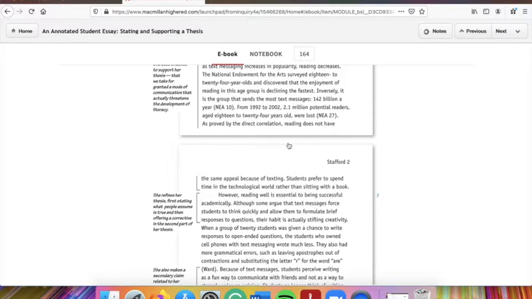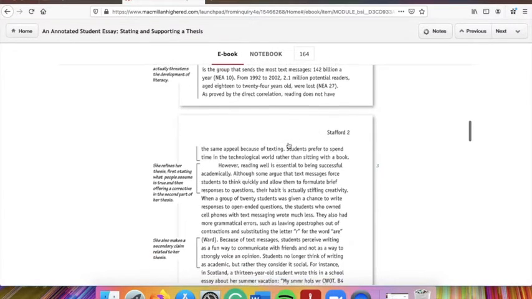However, reading well is essential to being successful academically, although some argue that text messages force students to think quickly and allow them to formulate brief responses to questions. Their habit is actually stifling creativity. So that's a secondary, more refined thesis that she is trying to argue here.